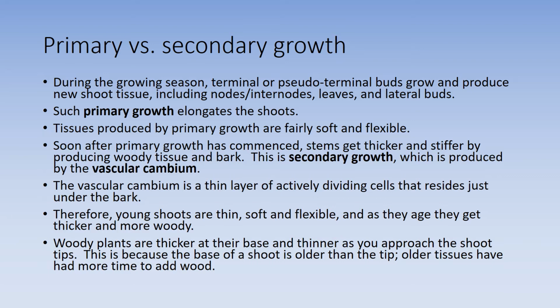Therefore, young shoots are thin, soft, and flexible, and as they age, they get thicker and more woody. Woody plants are thicker at their base and thinner as you approach the shoot tips. This is because the base of a shoot is older than the tip. Older tissues have had more time to add wood.